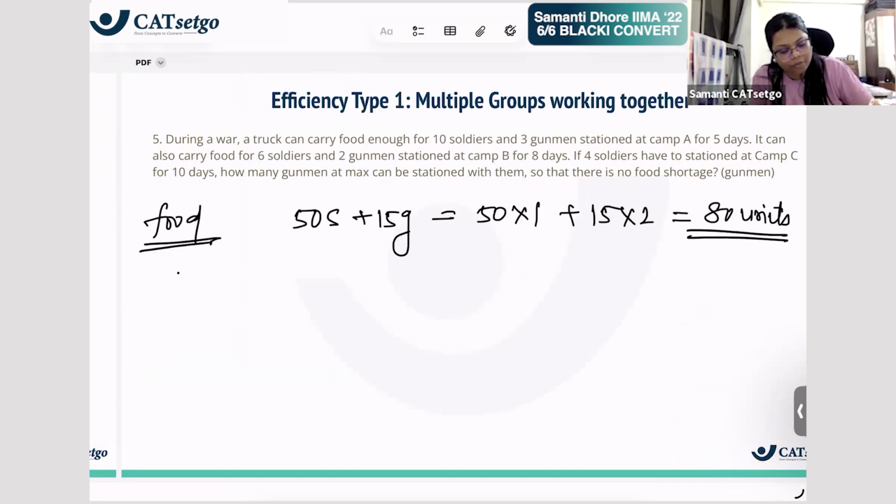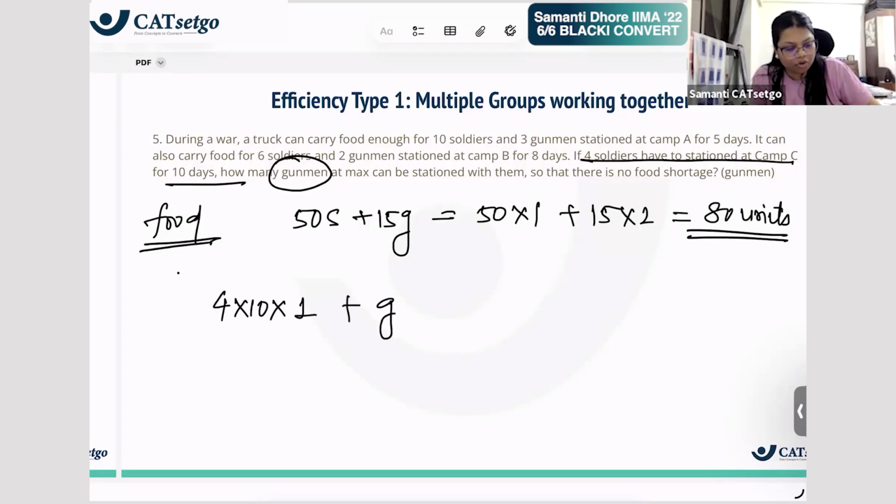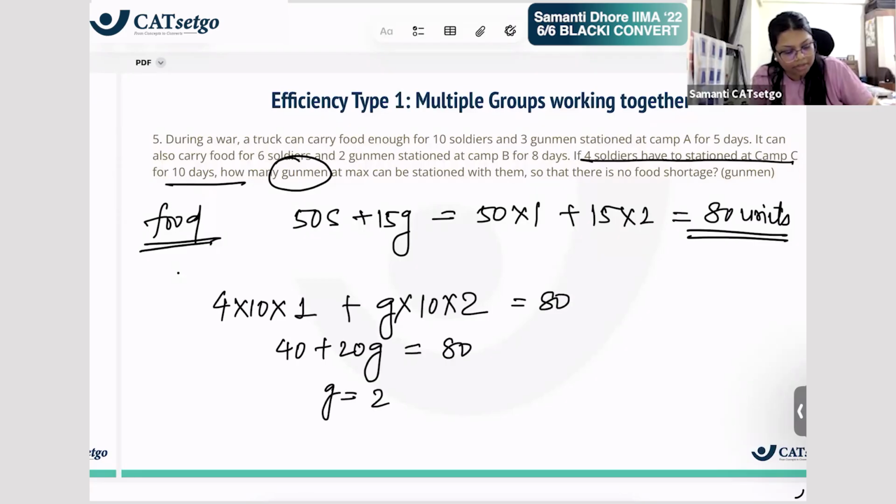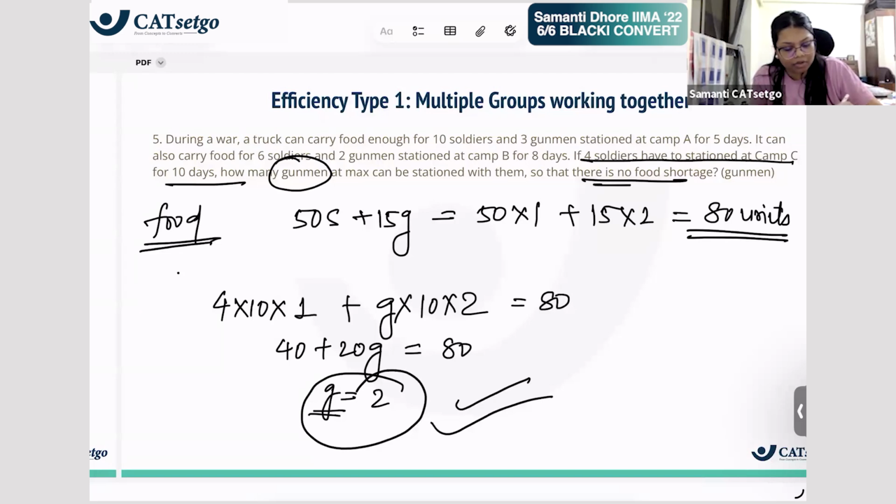अब ये 80 units food है, हमको कितने लोगों में चलाना है? कि we have 4 soldiers for 10 days. How many gunmen can we keep? Right? So we have number of soldiers into number of days into their efficiency 1 plus number of gunmen we don't know, right? Number of gunmen into number of days into their efficiency 2 is 80 units. So we have 40 plus 20 gunmen is equal to 80 units. So gunmen, how many can be there? 2. How many gunmen can you keep so that there's no food shortage? We can keep 2 gunmen.